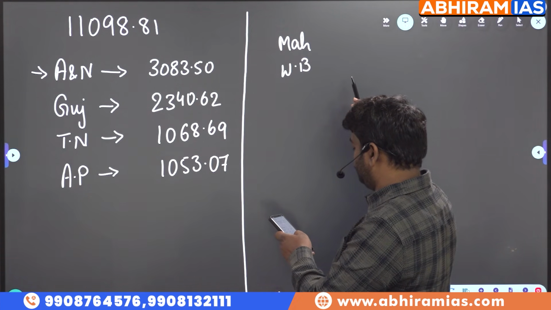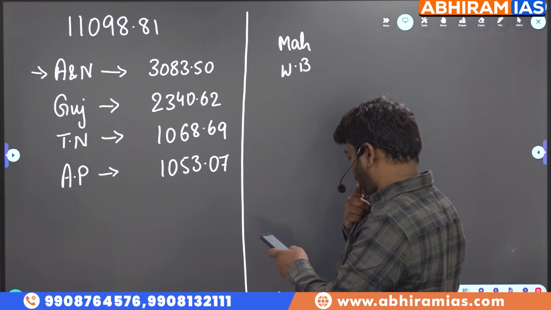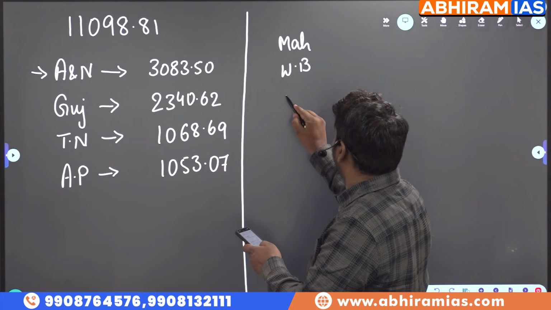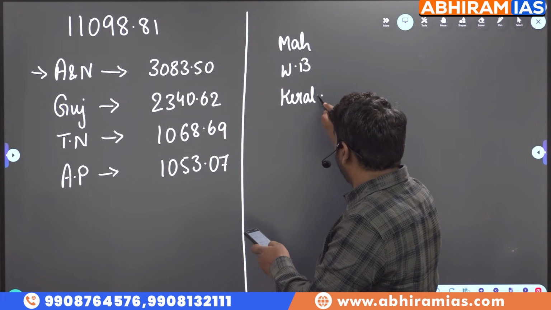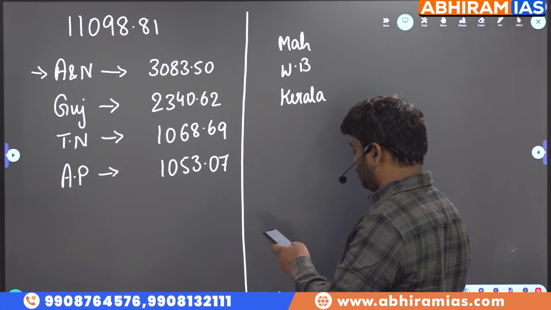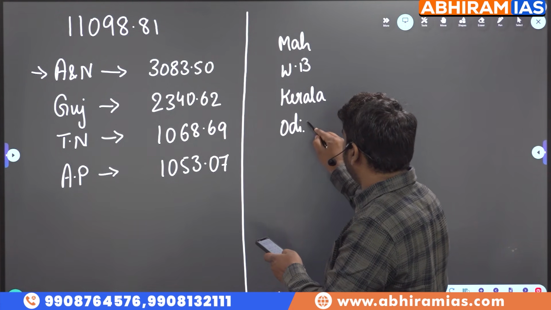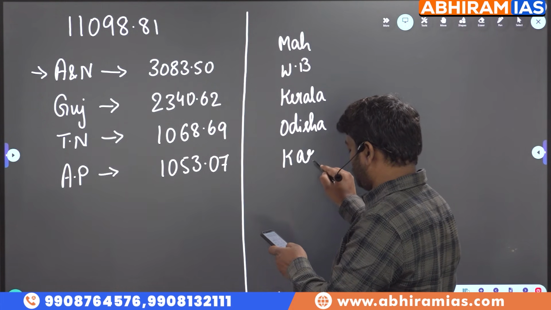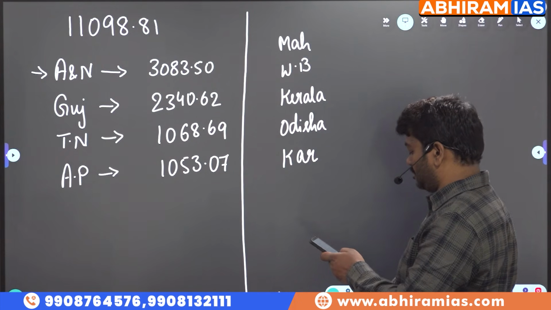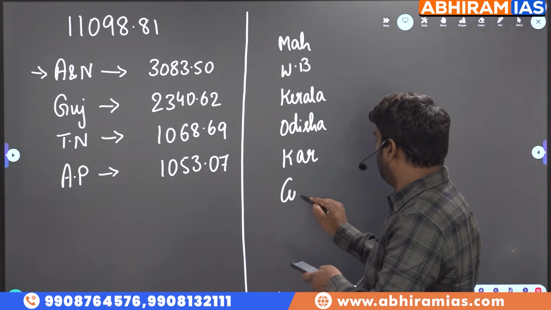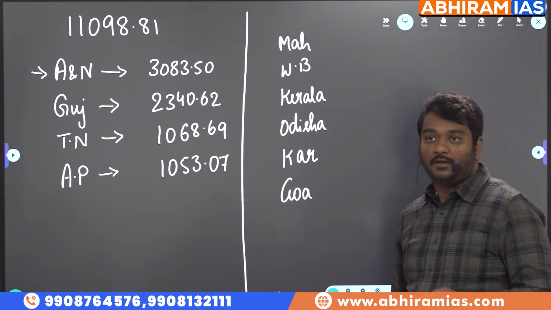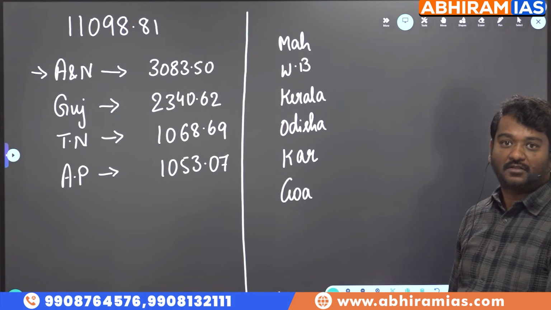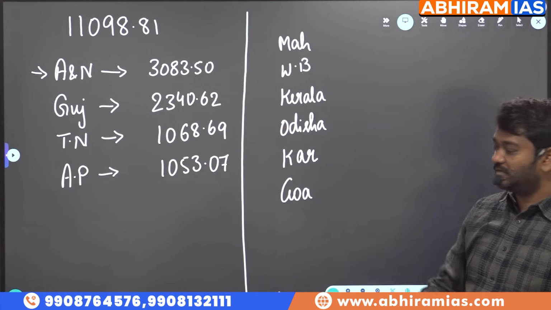Maharashtra, West Bengal, Kerala, Odisha, Karnataka, Goa. This Karnataka is second from lowest. Many people might not think so, but it is very small. Coastal Karnataka is very small.